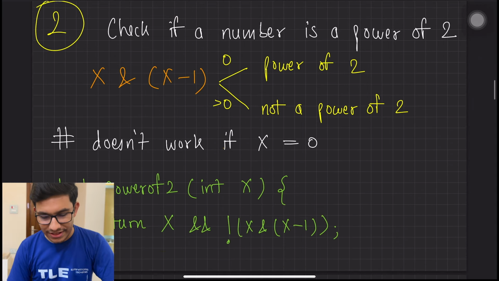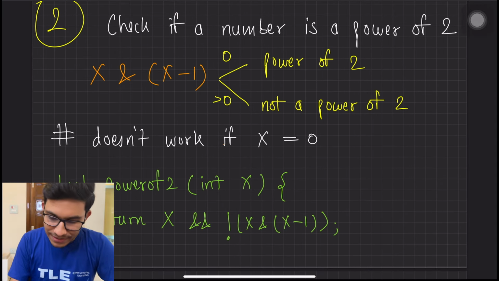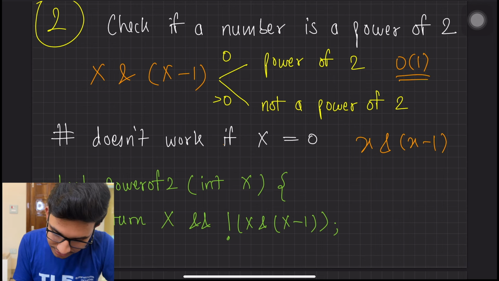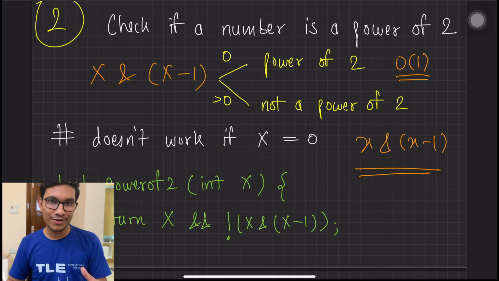Okay. Now, how much time will this take to check if a number is a power of 2? Simply just order of 1. You're just doing x and x minus 1. And that will tell you if the number is a power of 2 or not.